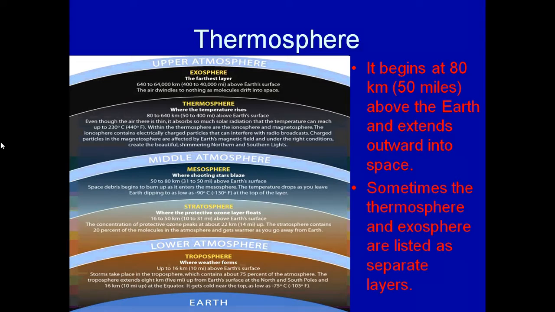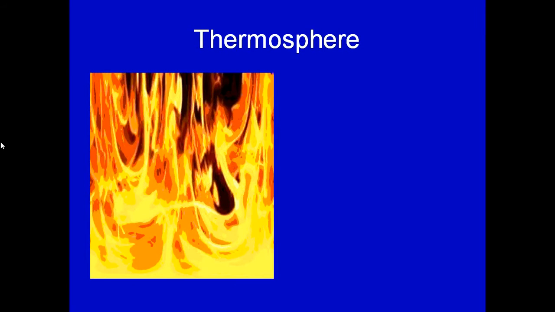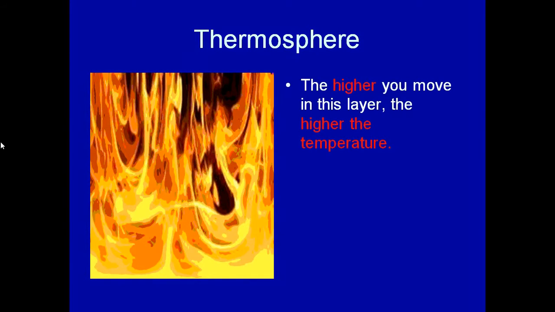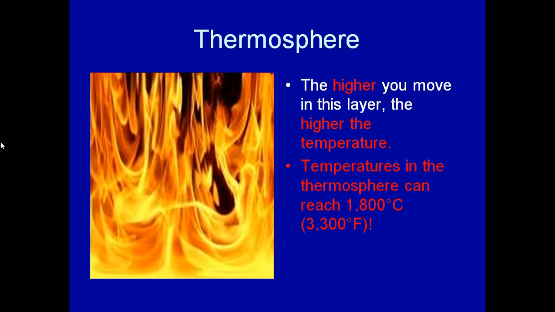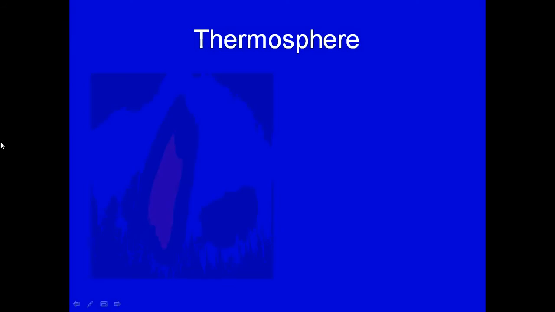Sometimes the thermosphere and exosphere are listed as separate layers. Thermosphere, thermo. The higher you move in this layer, the higher the temperature. Temperatures in the thermosphere can reach as high as 1800 degrees Celsius or 3300 degrees Fahrenheit. That's pretty high.